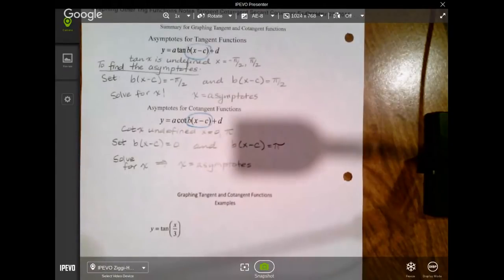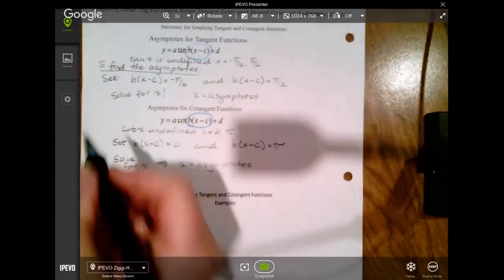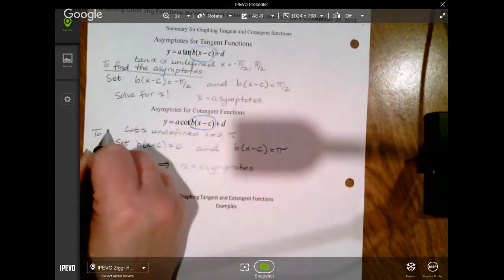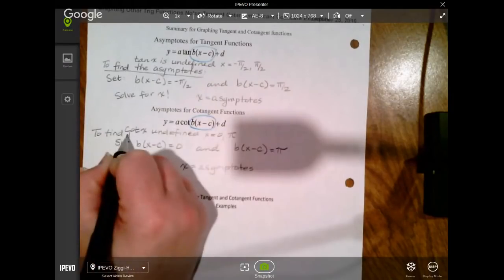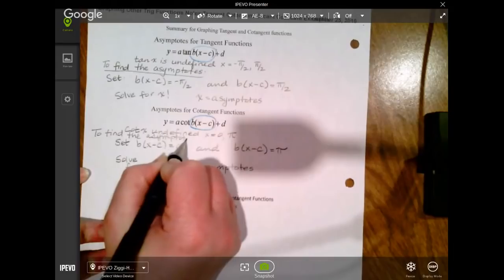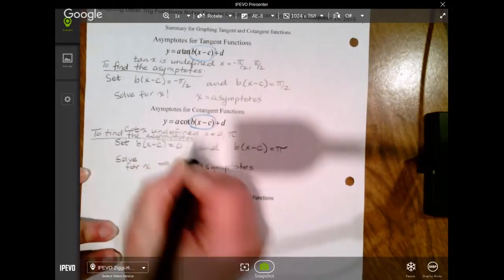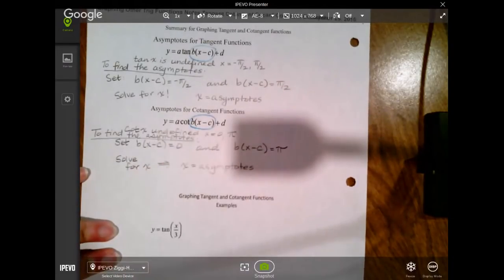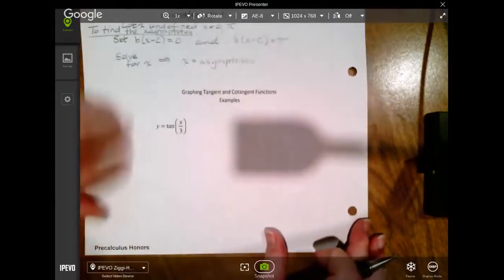And then we can graph the rest of it from there. So let me start to find the asymptotes. I always find the asymptotes first and then draw the rest of the graph after that. All right, so let's do an example here really quickly.